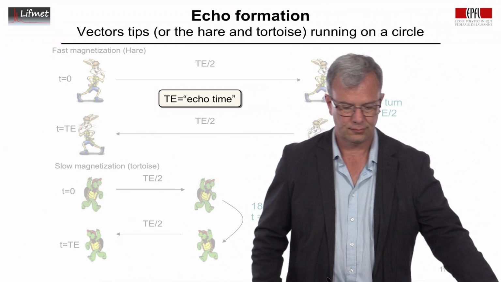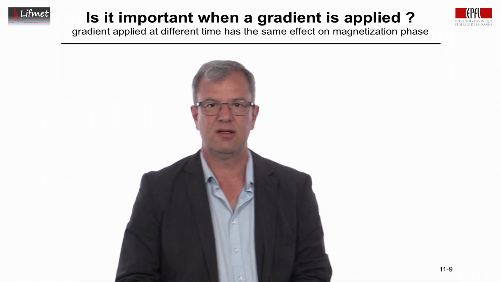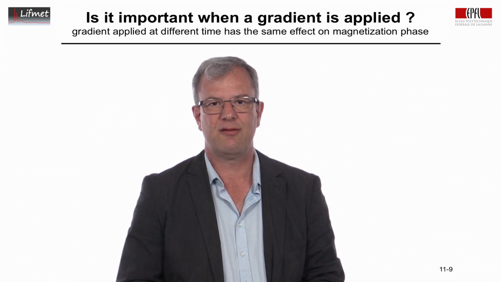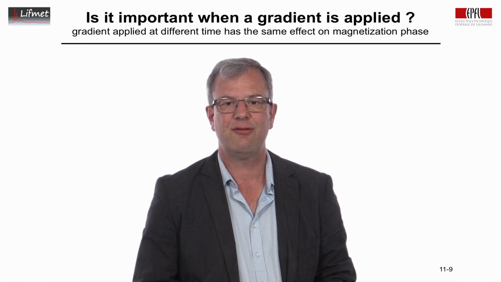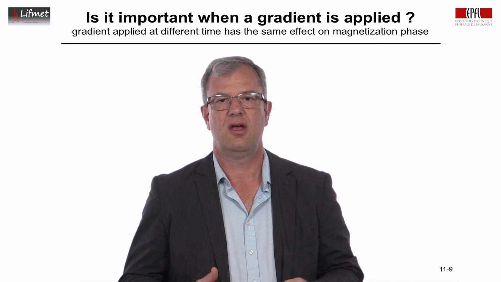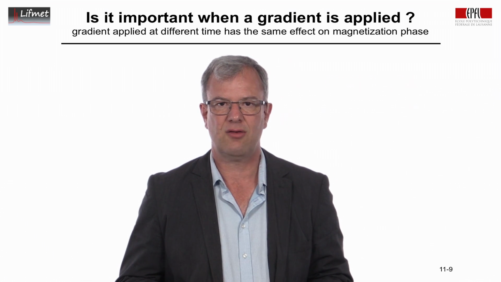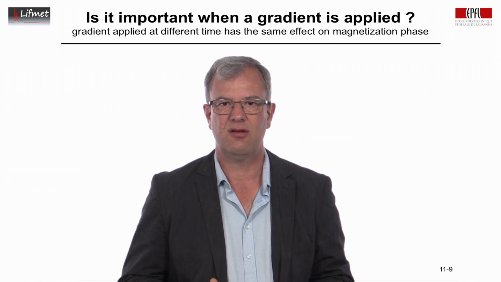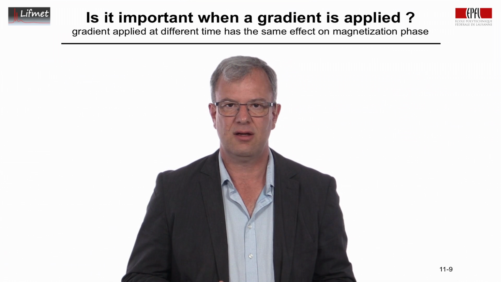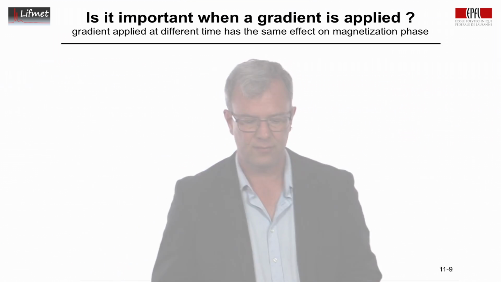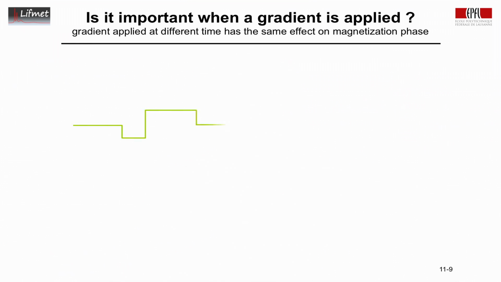To understand better the diagrams I'm going to be showing from after this slide, I have to address one question: is it important when exactly a gradient is being applied? What is its influence on the signal when the gradient is being applied? We'll consider here an experiment where we have a gradient along x. It goes from negative to positive. It doesn't actually matter exactly what we're doing here, but we'll take the same example as we had before.